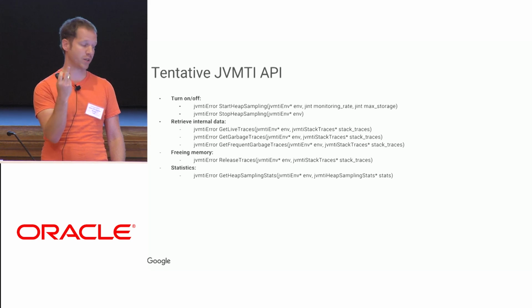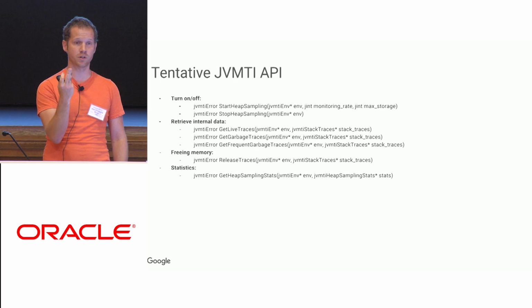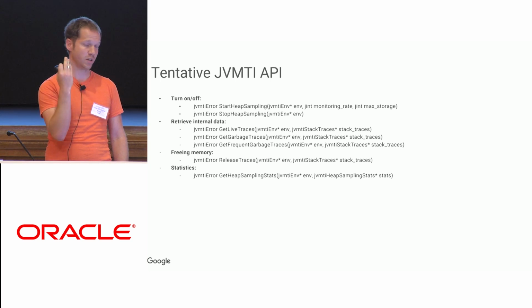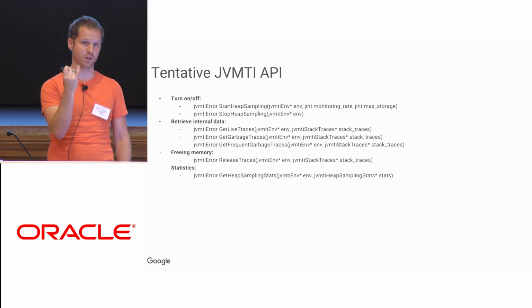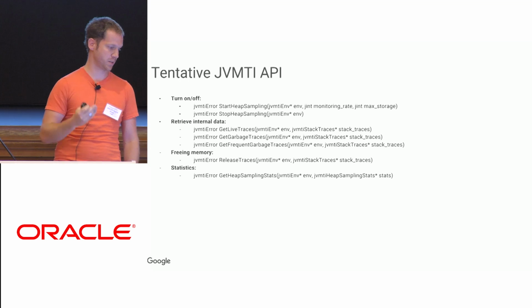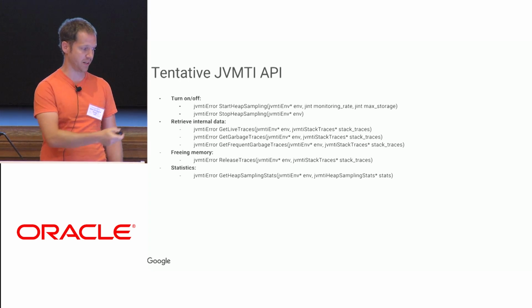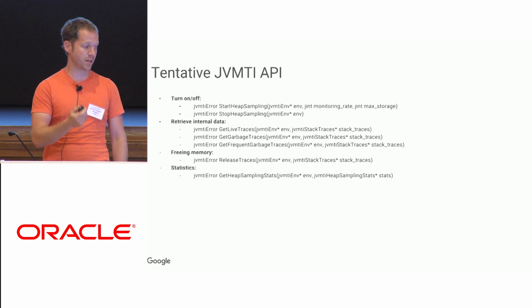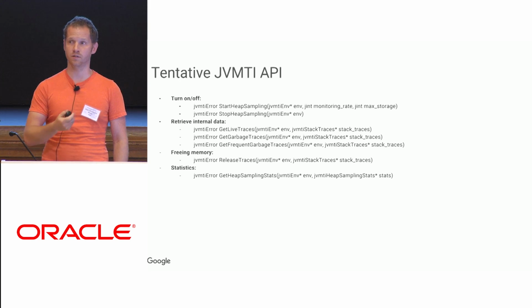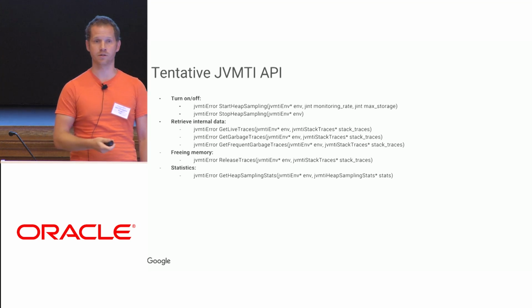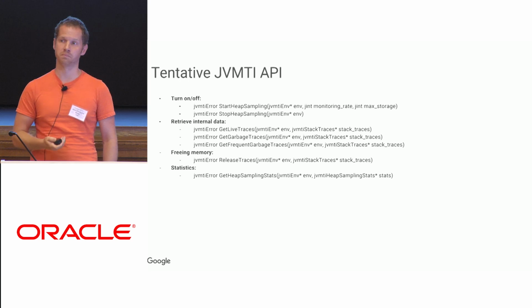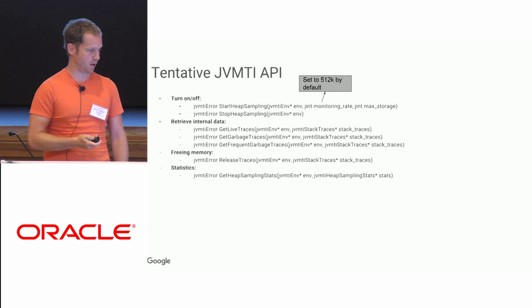Get the live objects that are sampled, get the garbage ones that are recently garbage, and get the frequent ones, which uses a tiny little algorithm to remember object allocations in a way that will show you what the frequent ones were. Then you've got release, to release whatever was allocated by get live, get garbage, and get frequent. The last one I've added is statistics of how often we sample, what object sizes we've sampled, things like that, which allow you to double check and easily debug what is going on.